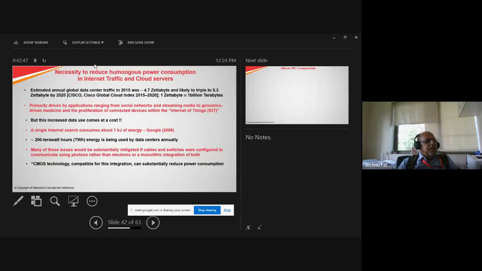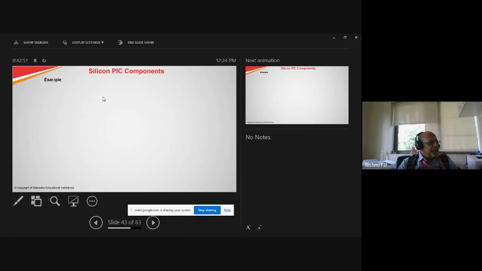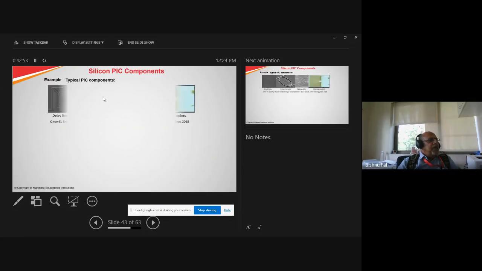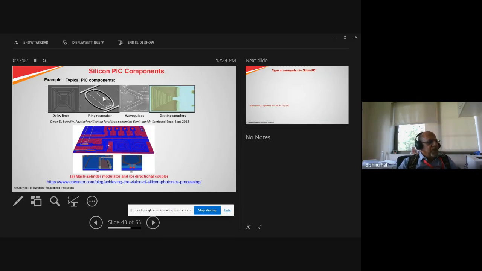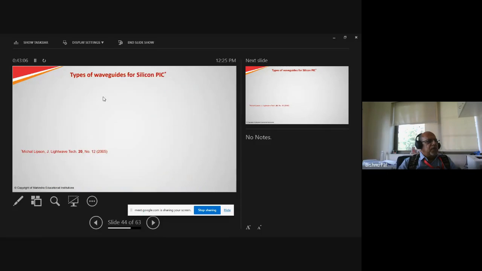If you can do that, you can substantially reduce the power consumption in those cloud servers. Example, typical photonic integrated circuit components are shown here: delay lines, ring resonators, Y-splitters, waveguides, grating couplers, and so on. And there's a Mach-Zehnder interferometer and directional coupler in the bottom picture.